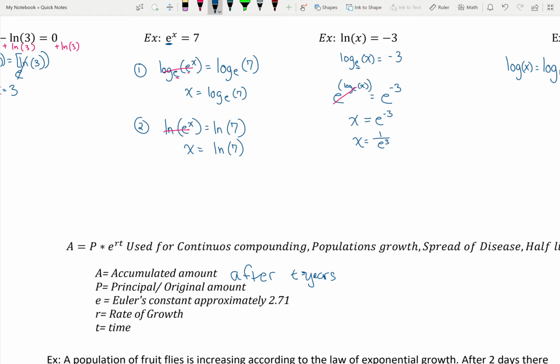Okay, so P is the principal amount, or the original amount, or your starting amount for your population. e is just a constant. r is the rate of growth. And t, like what we said before, is the amount of years or the amount of time that has passed.